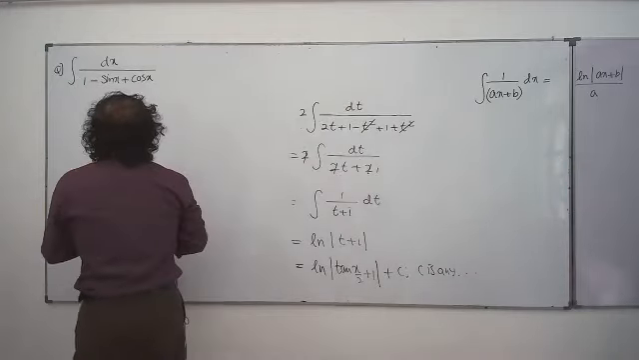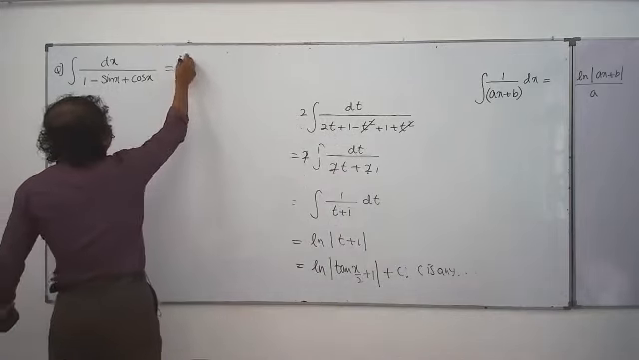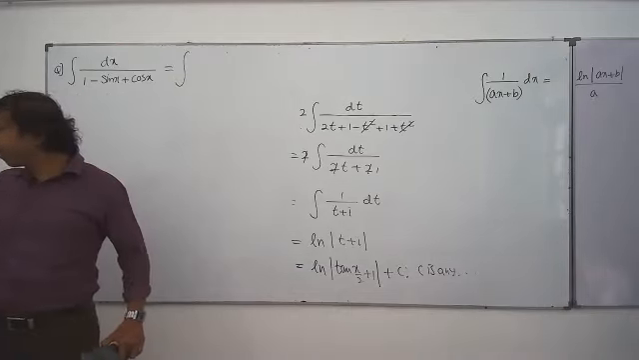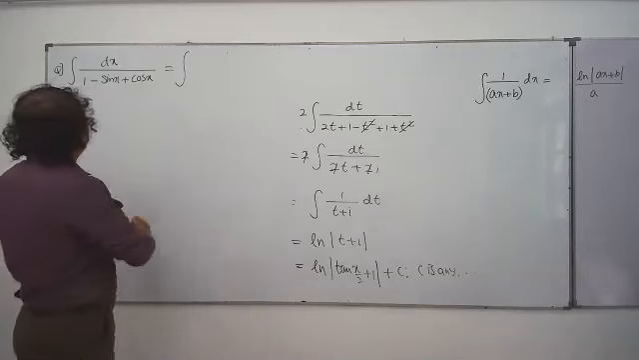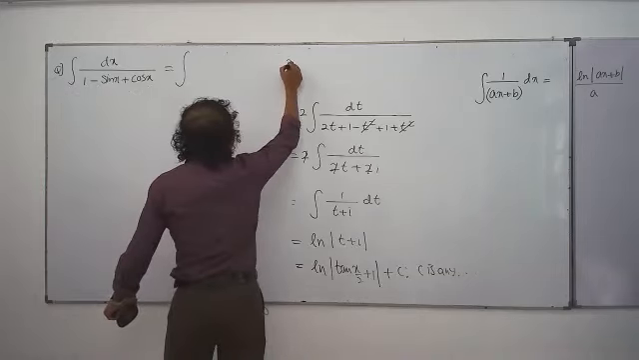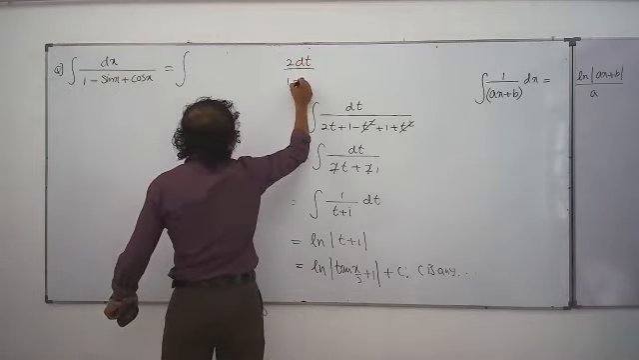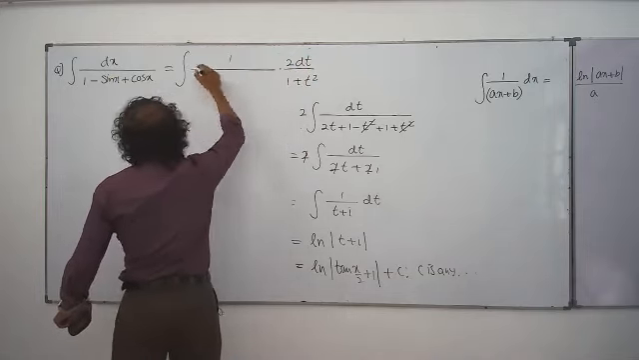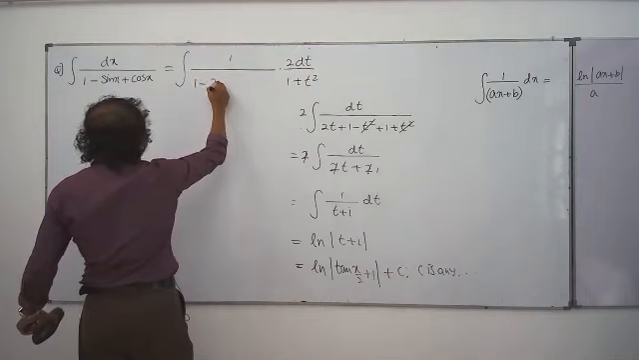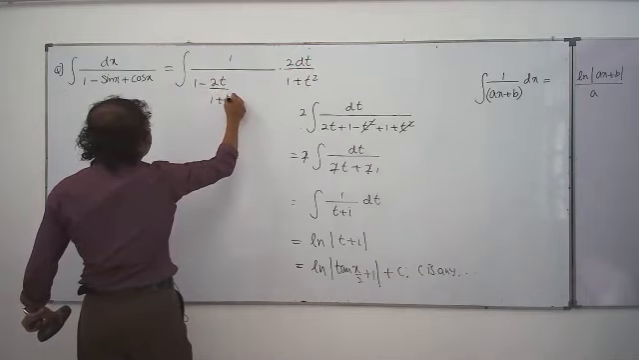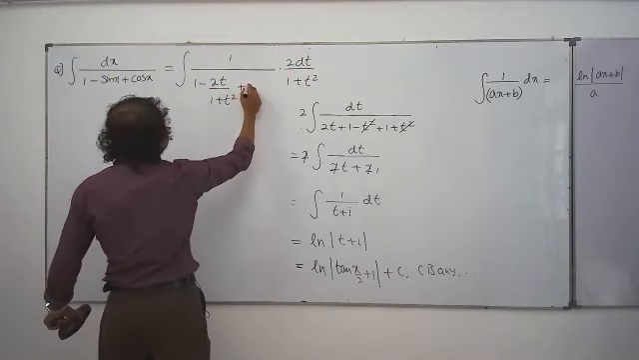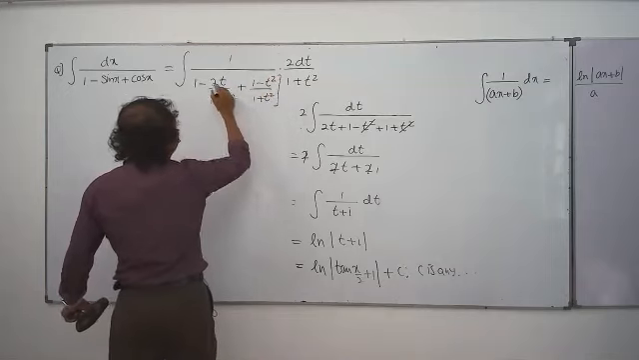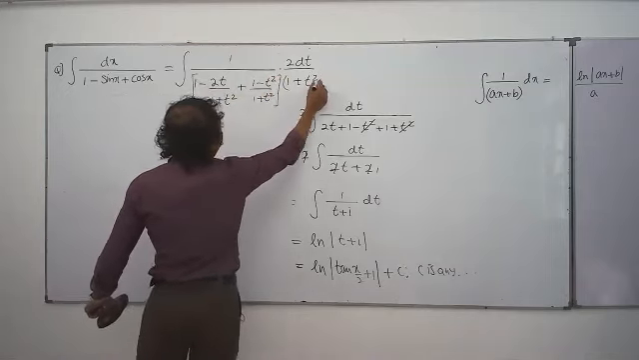Okay, now I'm directly substituting here. This dx, you know, is 2 dt divided by 1 plus t squared. 1 minus sin x means 2 divided by 1 plus t squared, and cos x is 1 minus t squared divided by 1 plus t squared. Multiply by this.